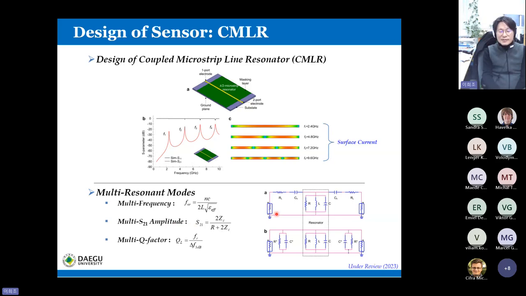Furthermore, this is the resistance-inductance-capacitance circuit, RLC circuit model, for the proposed sensor. The circuit below is the Norton equivalent model.